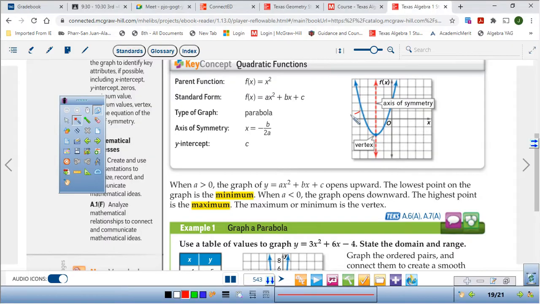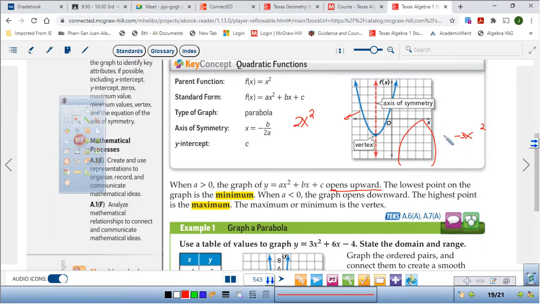So this graph right here, you can think about it as having an x squared. Positive, it's opening up, right? When it opens down, say I have this one opening down here, you're going to have a negative x squared. So when a is greater than 0, which means positive, like I have a 2, a 3, a 4, it opens up. If it opens upward, the lowest point is called the minimum. So when it opens up, this is the minimum. When a is less than 0, when a is negative, like a negative 3, it opens down. The highest point is called the maximum.